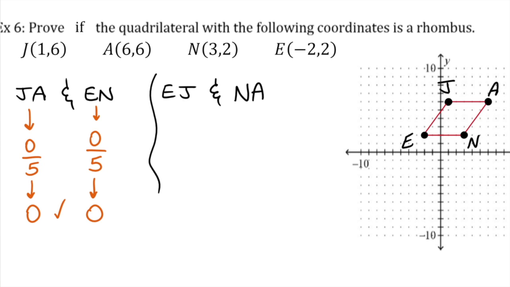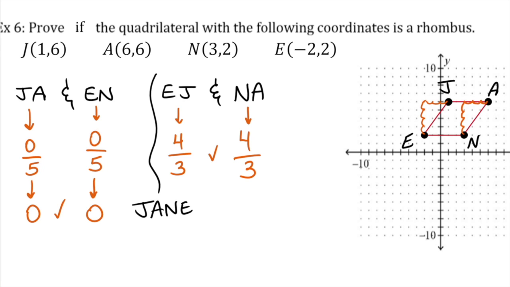Going from E to J and N to A, you think about it the same way, rise over run. So from E to J, I'm rising 1, 2, 3, 4, and going over 1, 2, 3. So 4 over 3 is my slope there. From N to A, I'm rising 1, 2, 3, 4, and going over 1, 2, 3. So that's also going to have a slope of 4/3. So those ones also match. Cool. So Jane is a parallelogram. Sweet. I bet Carl's jealous.